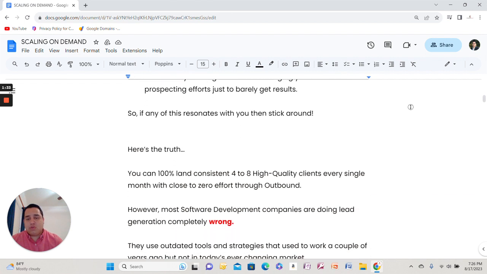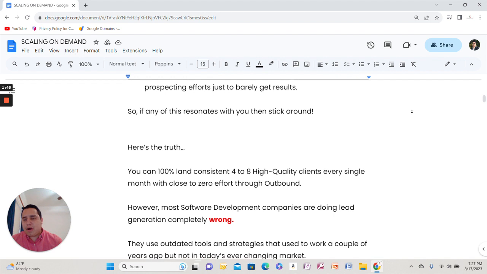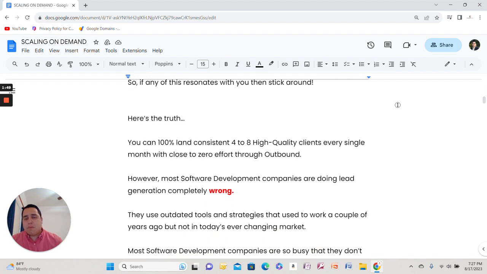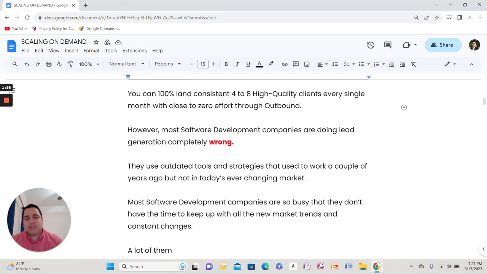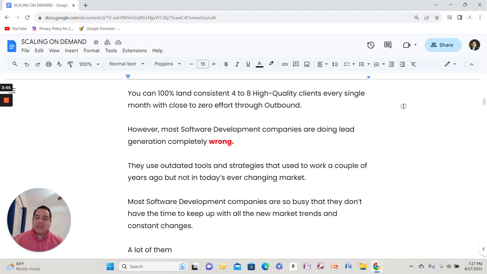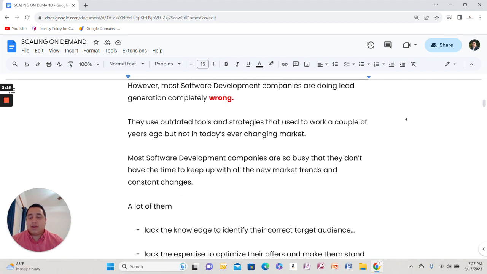Because here's the truth. You can 100% land consistent 4 to 8, if not more, high quality clients every single month with close to zero effort through the process of outbound. Outbound is very powerful, but most software development companies are doing it wrong. They're doing lead generation completely wrong. They use outdated tools and strategies that used to work maybe a couple years ago, but not in today's ever-changing market. Most software development companies are so busy that they don't have the time to keep up with all these trends, all these constant changes in the market, that you just have to research and be on top of every single day.